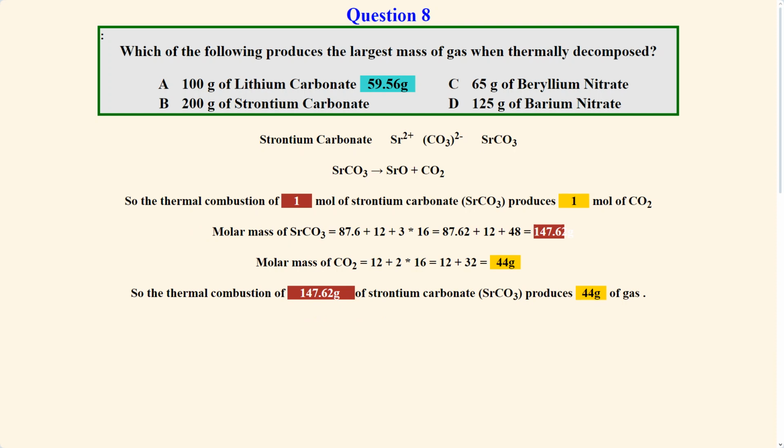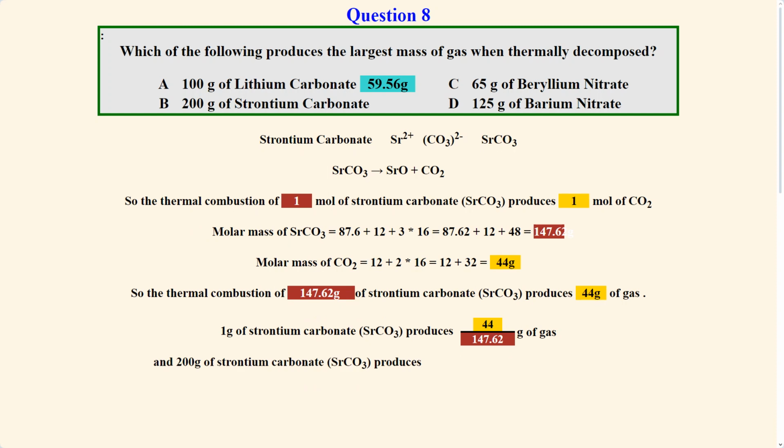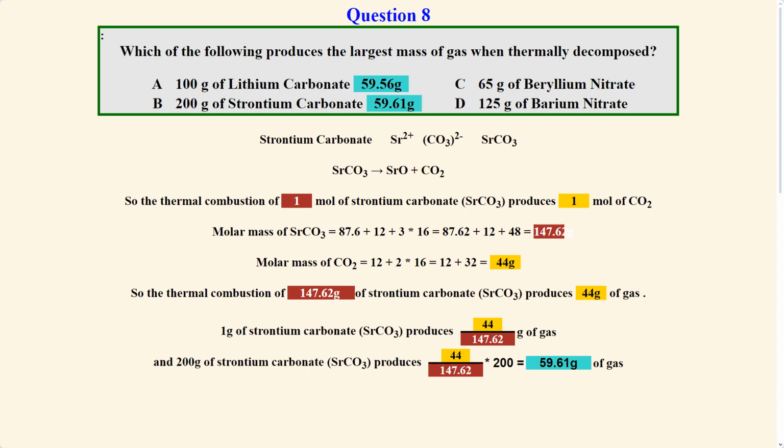But we've got 200 grams, so let's first of all again go to 1 gram, divide everything by 147.62, so we get that, and multiply up by 200 to get the 200 grams, multiply the right by 200 as well, and a calculator will give that as 59.61 grams. So let's put that at the top.